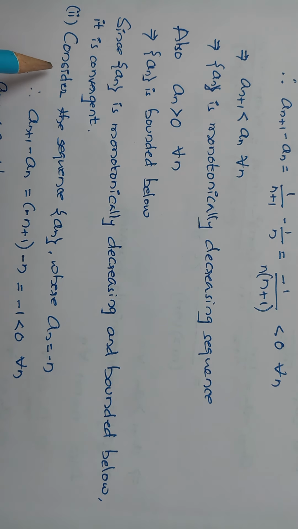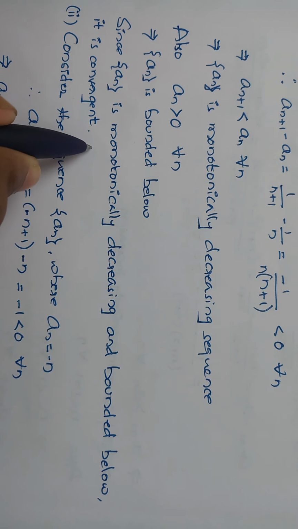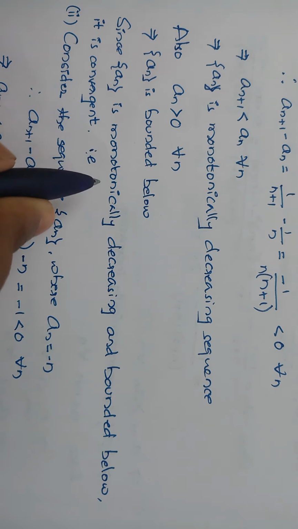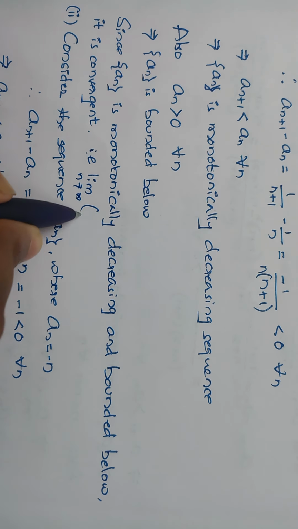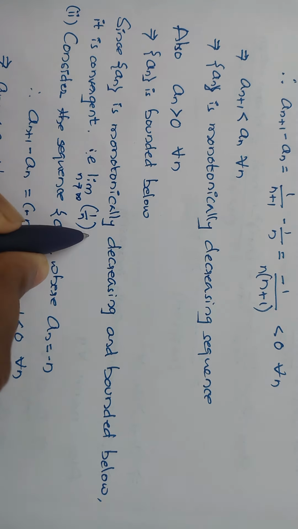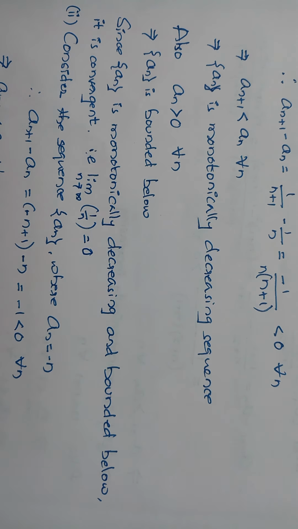Because here we get a finite value, that is 0. If I take the limit as n tends to infinity of 1 by n, this is equal to 1 divided by infinity, that is 0. Means here we get a finite value. Therefore, the given sequence is convergent.